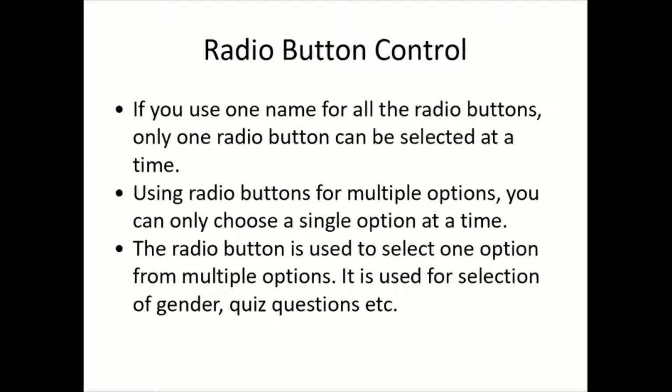A person can belong to only one gender: male, female, or, if not belonging to male or female, then he will go to the other option. In that scenario, we will use a radio button. It is used for selection, for gender, quiz questions, etc. We have various uses of this radio button based on the requirement.